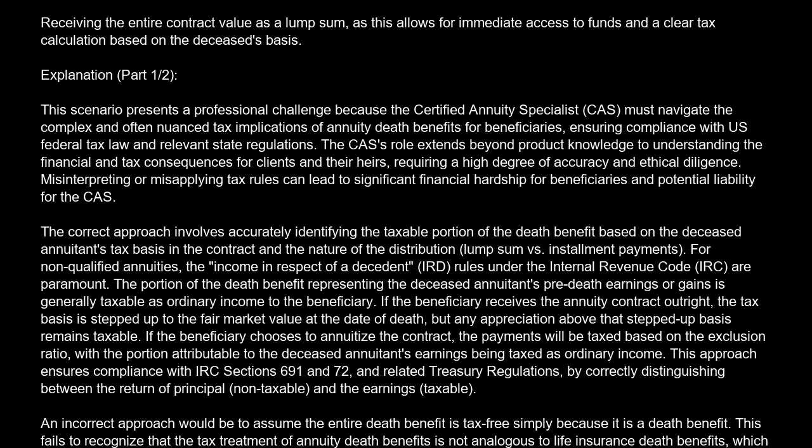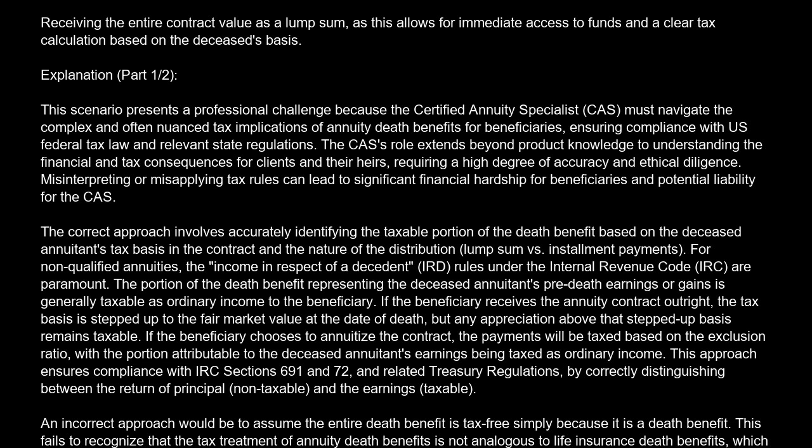If the beneficiary chooses to annuitize the contract, the payments will be taxed based on the exclusion ratio, with the portion attributable to the deceased annuitant's earnings being taxed as ordinary income. This approach ensures compliance with IRC sections 691 and 72 and related Treasury regulations by correctly distinguishing between the return of principal, non-taxable, and the earnings, taxable.